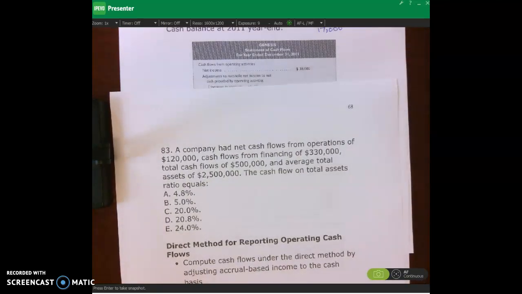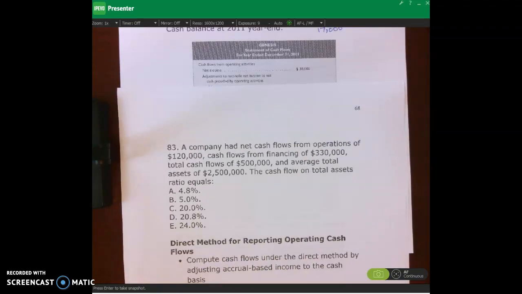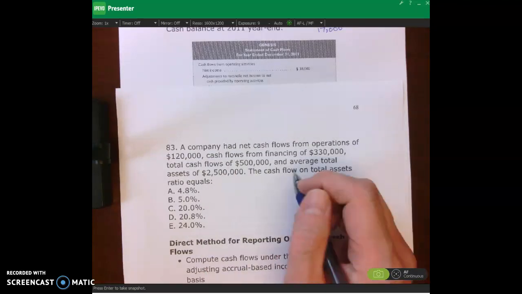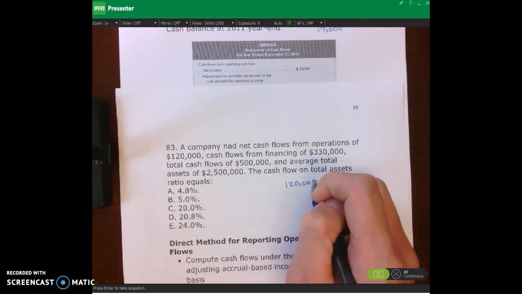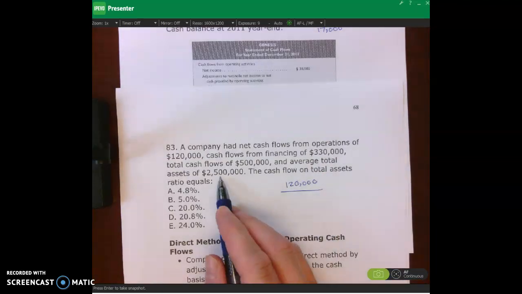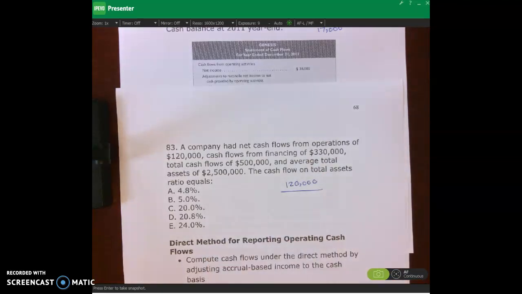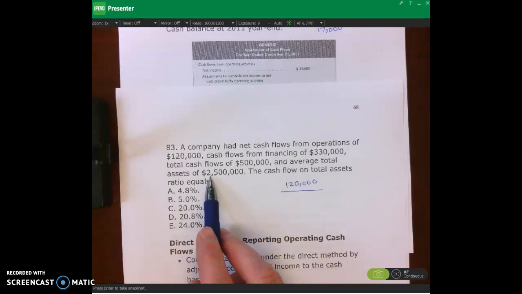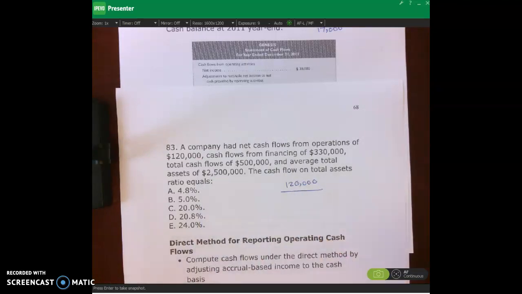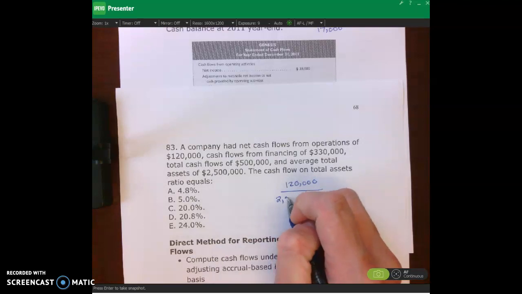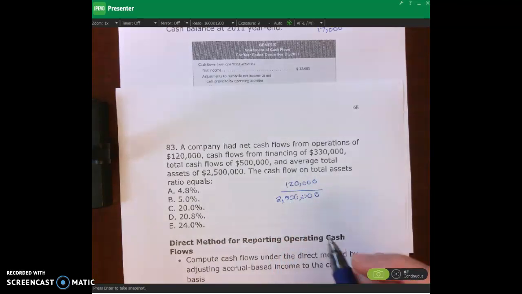When we look at this problem, we're just going to take our cash flows from operating activities, which is given to us at 120, divided by our average total assets, which in this case is given to us. But remember, on the test I may not give this to you. I may say, here's beginning, here's ending, and then you would have to calculate the average, which is beginning plus ending divided by 2. In this case, I made it easy for you. And then you get a ratio of 4.8%.